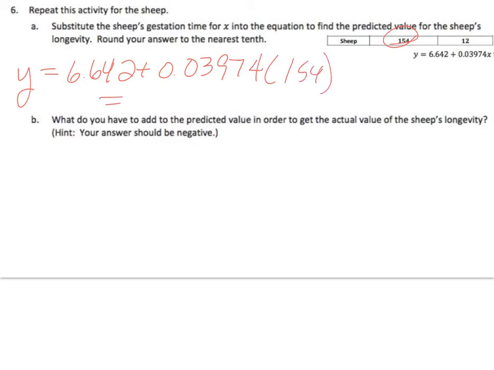Do the calculations and I get 12.8 years. What do you have to add to the predicted value? The actual was 12, the predicted was 12.8. I get negative 0.8. That's my residual.